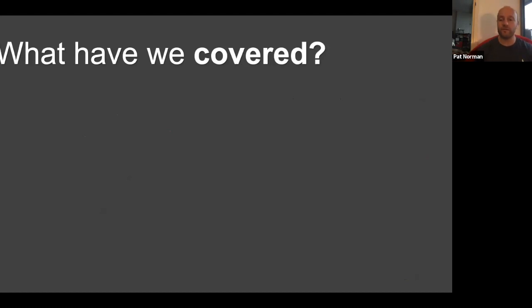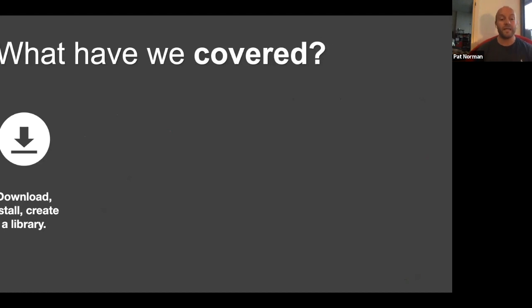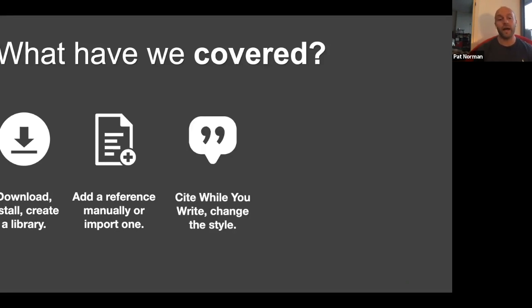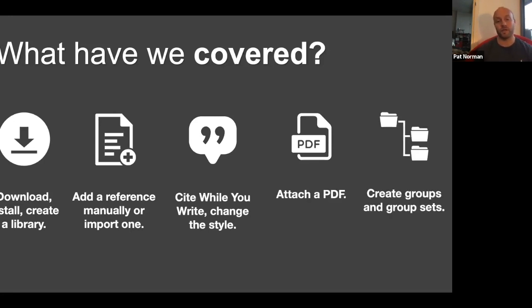So the things that we've covered today, because I think we're at the time: how to download, install, and create an Endnote library. How to add a reference manually or to import a new one from a database. How to use Cite While You Write and to change the Endnote citing style. How to attach a PDF, where clicking and dragging is the easiest way. And the last is creating groups and creating group sets.